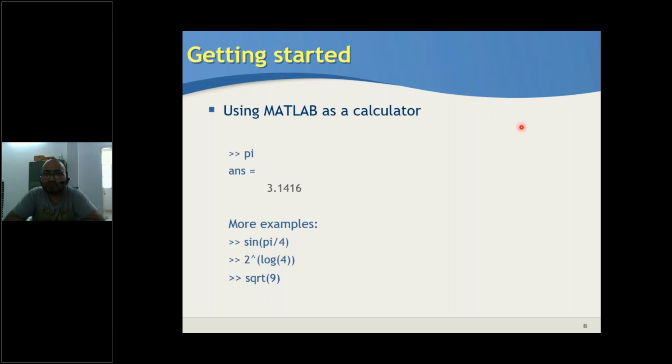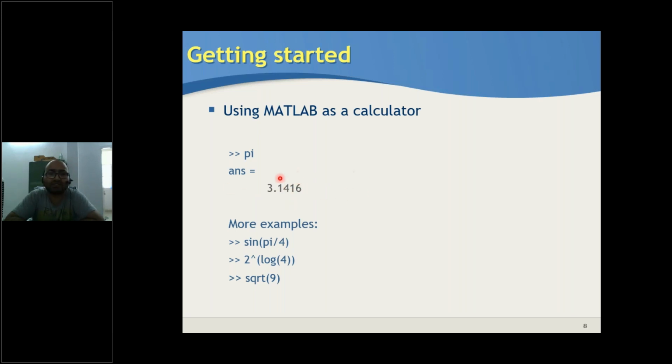Now MATLAB can be used as a calculator also. As we use a calculator for calculation purposes, you can also use MATLAB for that purpose. Here, if I write pi, then it will display the result of pi. We know that the value of pi is 3.1416. Because it is short format, it is only displaying 5 digits.